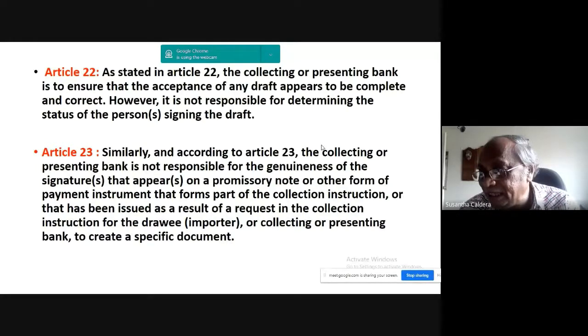As per Article 9, you have to be more vigilant. You have to act without any negligence.